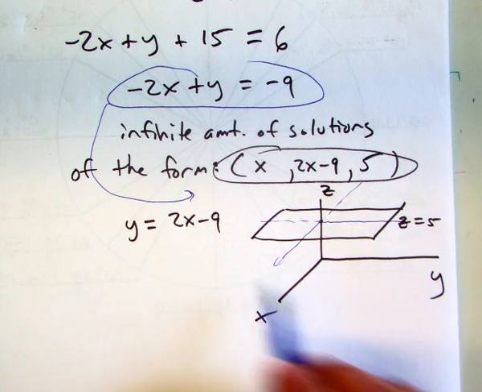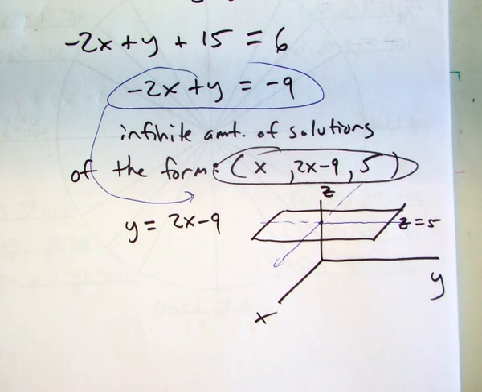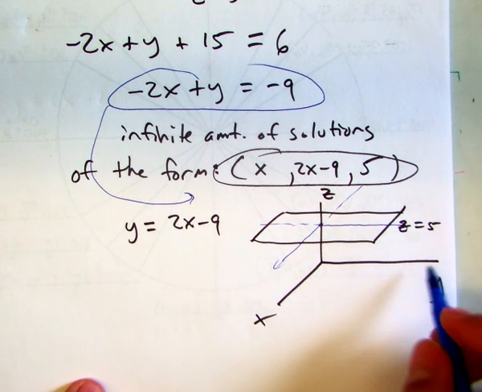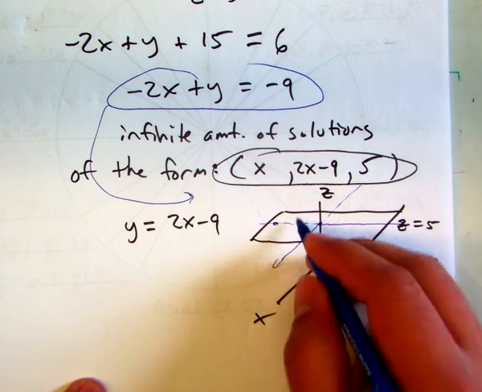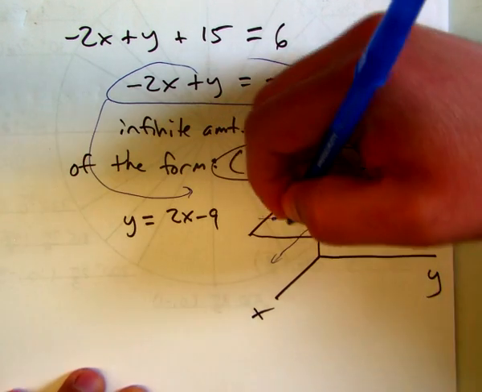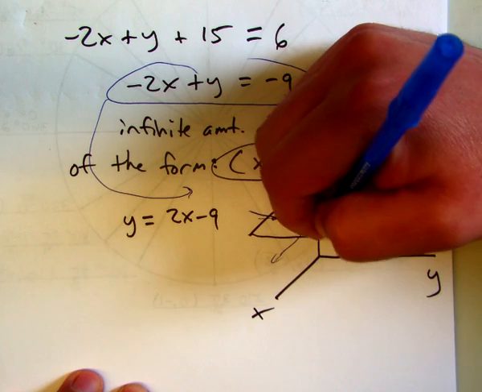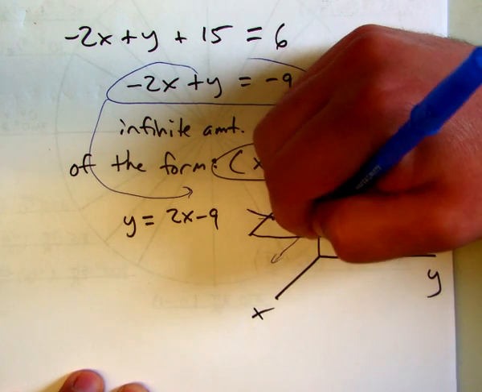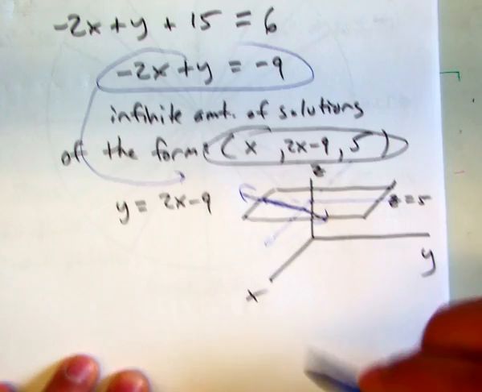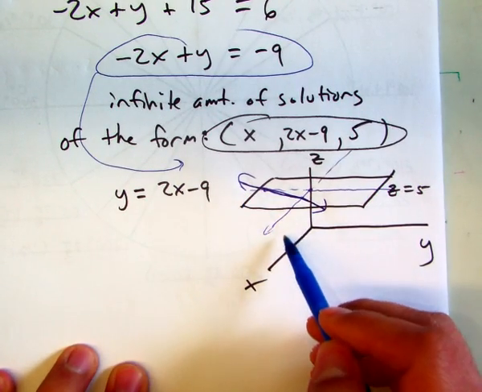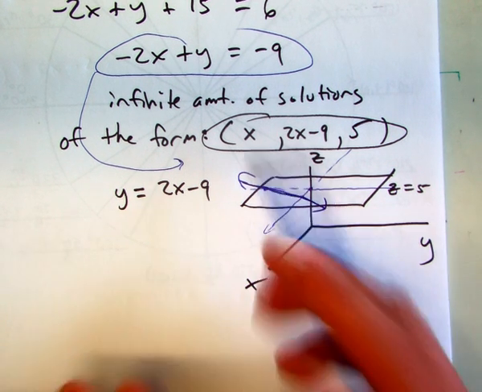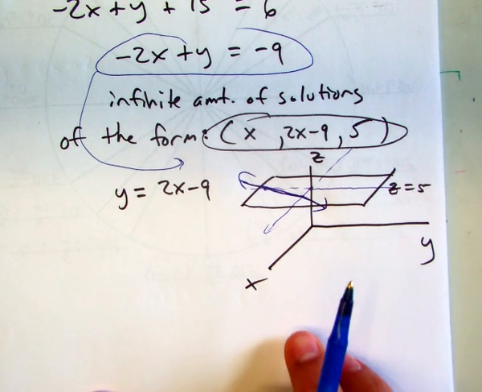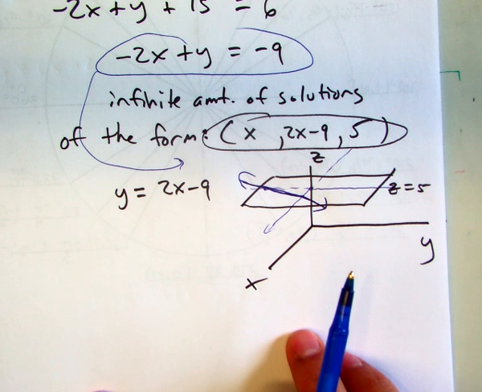When you graph the equation 2x minus 9, your y-intercept would be negative 9. So down here somewhere, slope would be 2. So then this is where all your answers are. Does that make sense? It's on the line, 2x minus 9, but everything's shifted up 5 units from the xy plane. Okay?